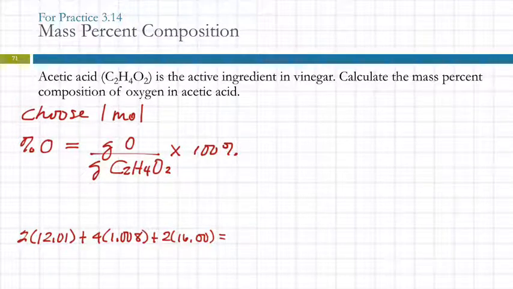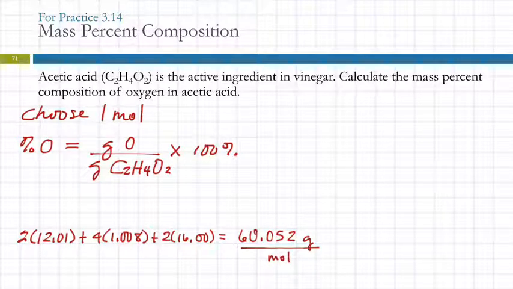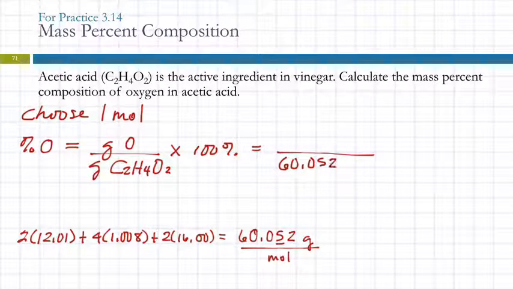Yeah, 60.052. So confirmation, that's always good. So that is the molar mass of acetic acid. The way I did it, it has 4 sig figs. So 1 mole of acetic acid weighs that much. Okay, so that's going to be the denominator in this equation I've got here. Grams of acetic acid would be 60.052 grams, because I chose 1 mole.